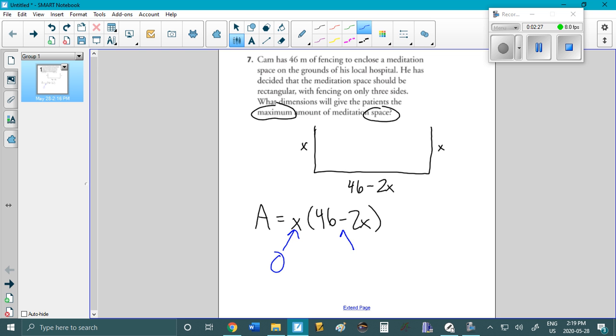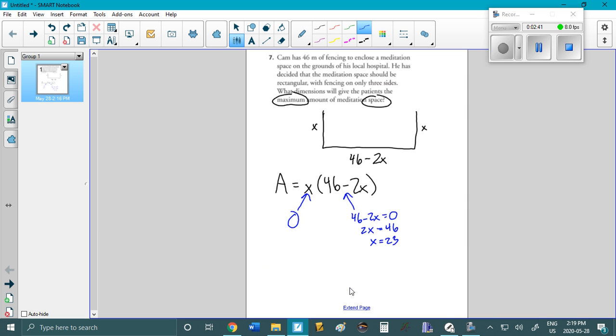And then here, what can I plug in for x to make this all turn to 0? Well, we want 46 minus 2x to equal 0. I add 2x to both sides. I divide by 2, and I get 23. And then the axis of symmetry is going to be 0 plus 23. I just add up the zeros, divide by 2, and I get 11.5.